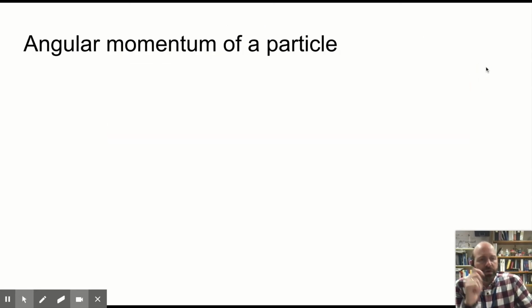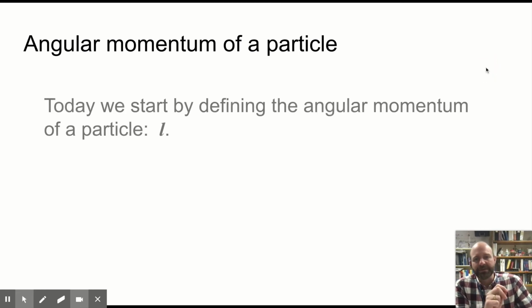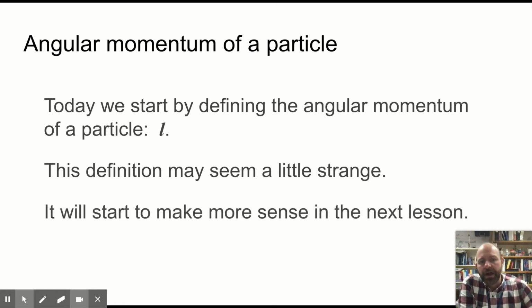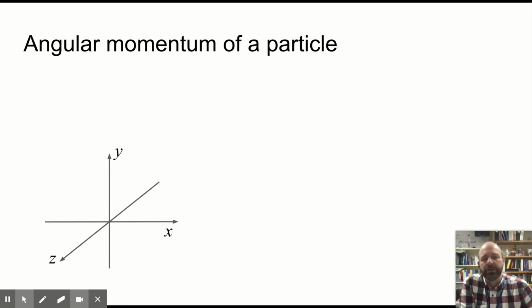So in order to talk about conservation of angular momentum, we need to know what the angular momentum of something is. And we're going to start by talking about a single particle, usually given lowercase l. And this might seem a little strange unless you think of one object kind of spinning around. But hopefully when we put this all together, it'll make some sense.